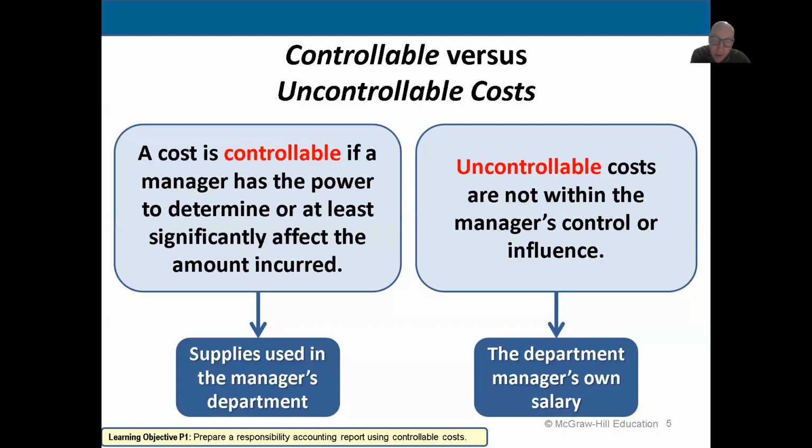And then, of course, the department manager's own salary is an uncontrollable cost for the department. The department manager cannot set their own salary. That is set by the store manager or corporate office. See? So therefore, this department manager's own salary is also considered to be an uncontrollable cost for the department.